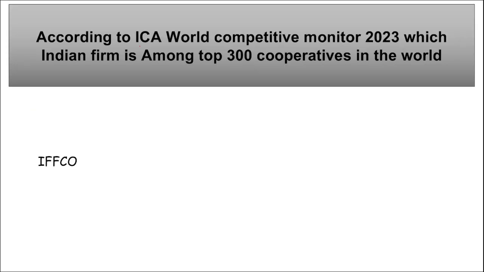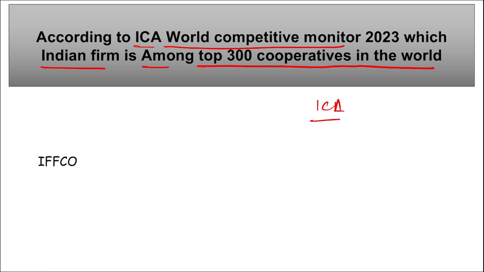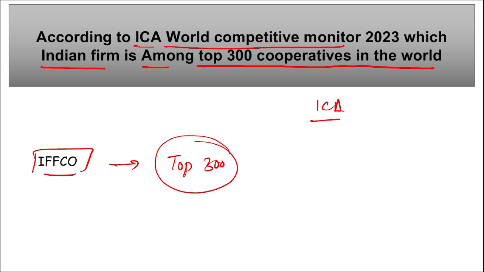Next, according to ICA World Cooperative Monitor 2023, which Indian firm is among the top 300 cooperatives in the world? First of all, what is this ICA? ICA is your International Cooperative Alliance. Correct? They have released the 2023 edition of the World Cooperative Monitor report, and here India's IFFCO, that is Indian Farmers Fertilizer Cooperative Limited, has topped among the top 300 cooperative rankings based on the ratio of the turnover.